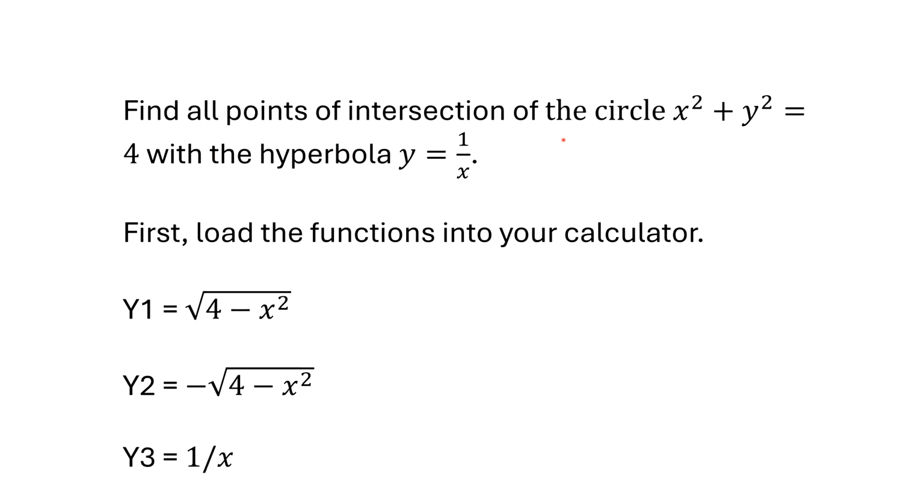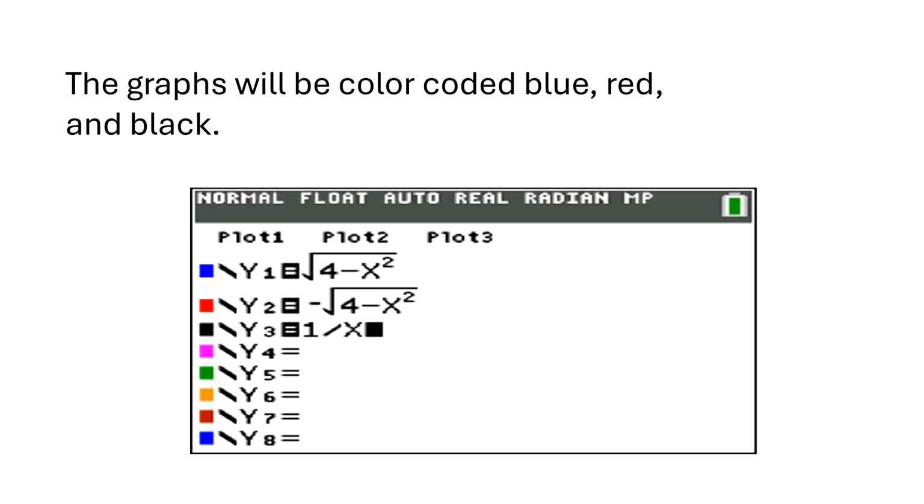So find all points of intersection of the circle x squared plus y squared equals 4 with the hyperbola y equals 1 over x. So first load the functions into your calculator. Y1 is the square root of 4 minus x squared. Y2 is negative the square root of 4 minus x squared. And Y3 is 1 over x. And realize we're never going to intersect Y1 with Y2. We're going to be looking at where 1 over x intersects Y1 and where 1 over x intersects Y2.